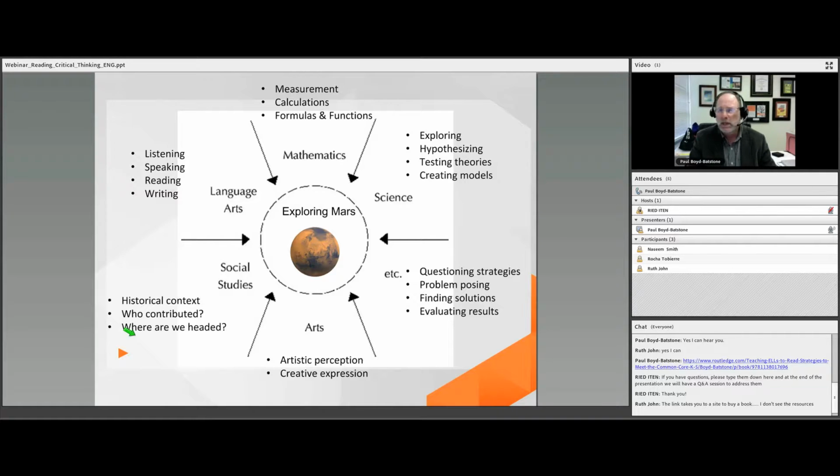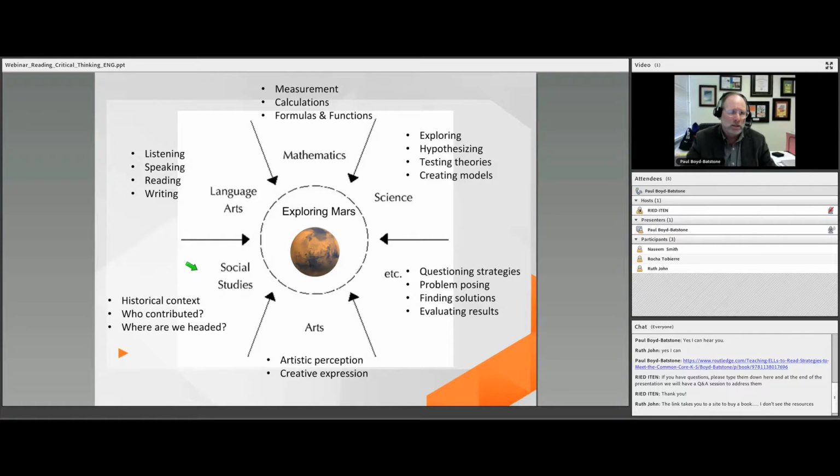For example, the surface. How is the surface of Mars different from the surface of Earth? We're hypothesizing. Was there water there? What did it look like? What parts of the planet does water appear? We're testing theories. We're creating models. And in each of those experiences, notice that there's a connection between listening, speaking, reading and writing, calculations, measurements, and exploring, hypothesizing, testing theories, creating models.